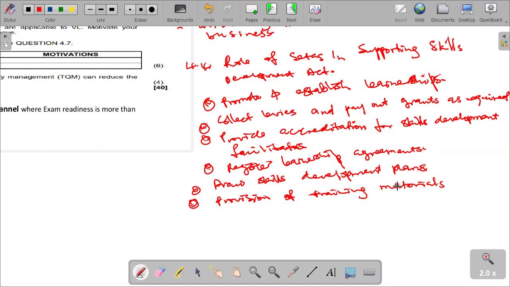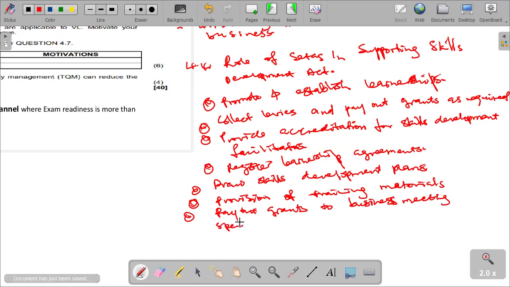They also pay out grants to businesses that are complying with the requirements, meaning they pay out grants to businesses that are meeting the specific requirements.